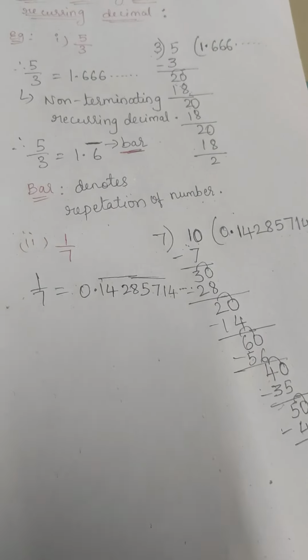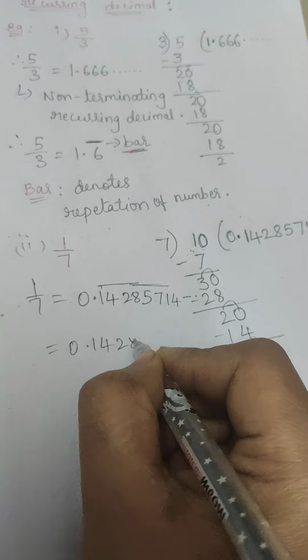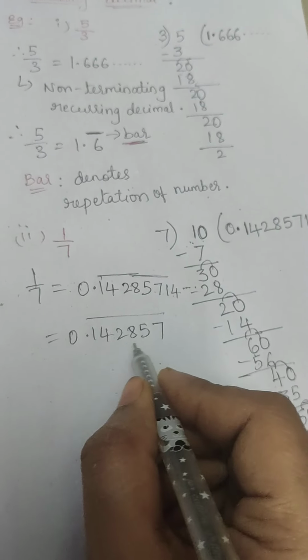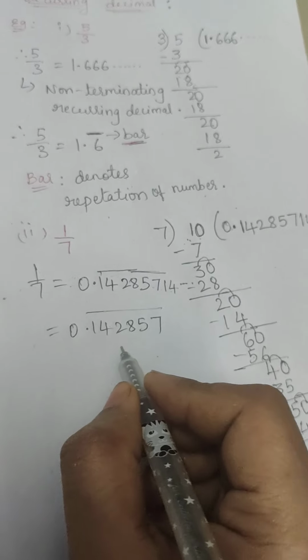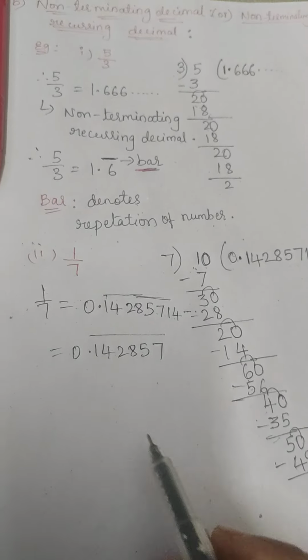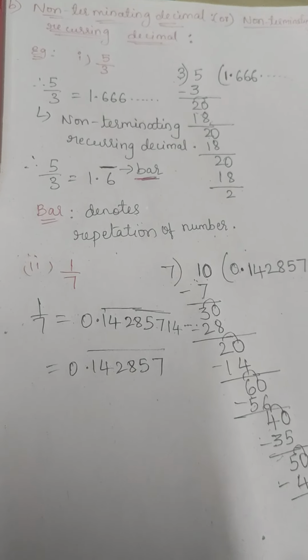This is equal to 0.142857 bar. The numbers in this bar are repeating again and again. This is also an example of non-terminating decimals.